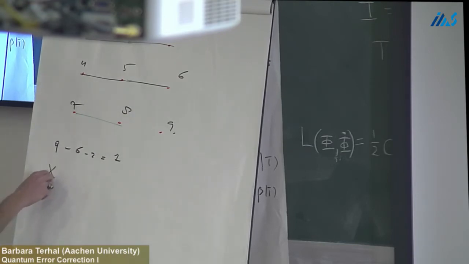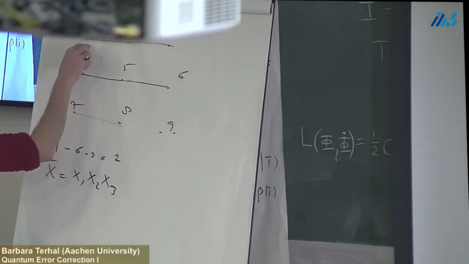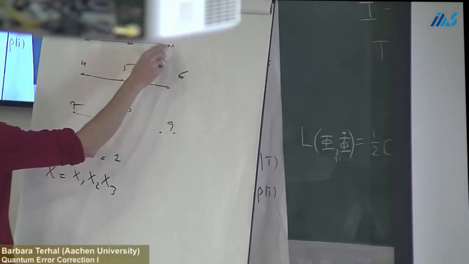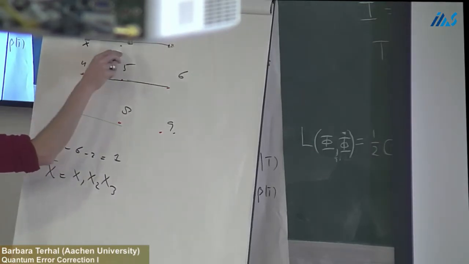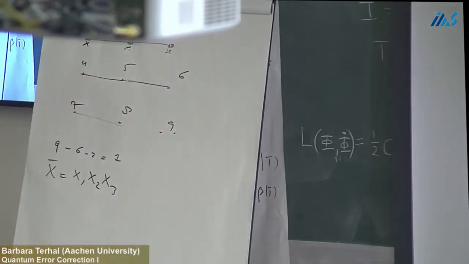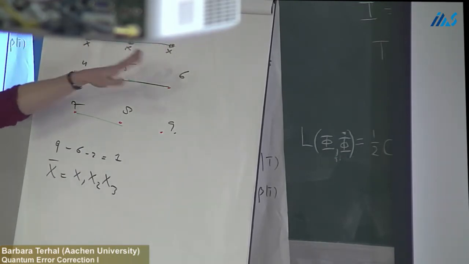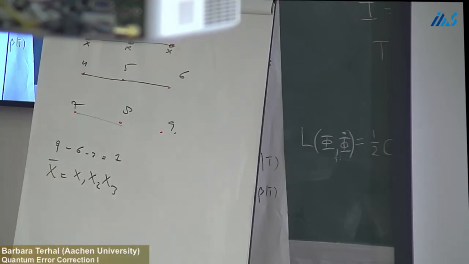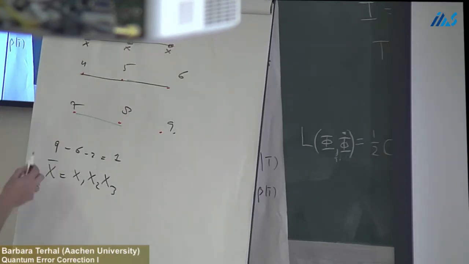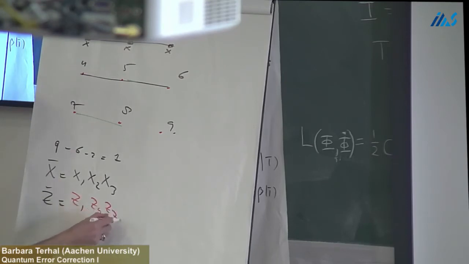Okay, so let's see what we can do. I claim the logical x is x1, x2, x3. That's x, x, x. That's one choice, right? Because I could multiply it with this double row operator, and it becomes then x4, x5, x6, an equivalent operator. And the logical z, I can take to be z1, z4, z7.